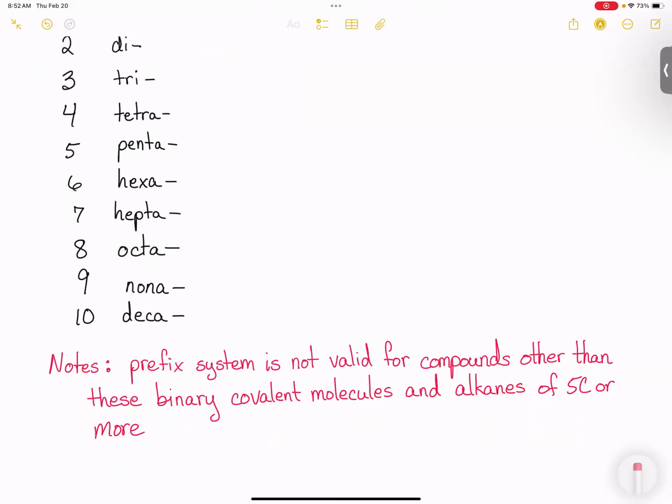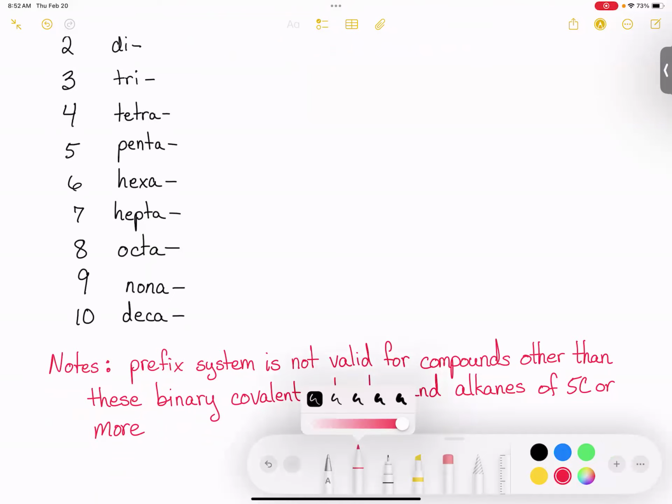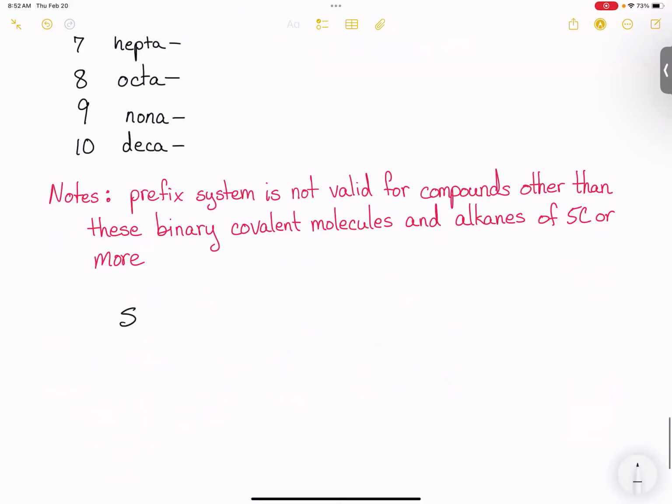Now, the nice thing about the prefix system is it makes naming compounds quite easy. Let's go back to my SO2. From the formula, we have 1 sulfur and we have 2 oxygens. To name this compound, we're literally going to reiterate what I just wrote. 1 sulfur means it is sulfur because we don't use the prefix mono for the first element. It's only used on the second one. 2 oxygens means that it is a prefix of di and oxide. So this is sulfur dioxide.